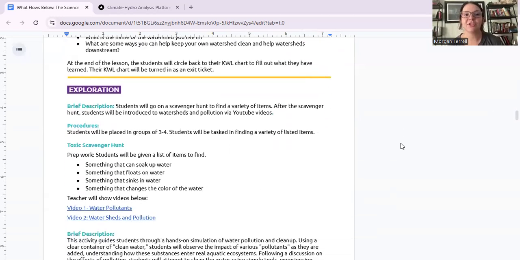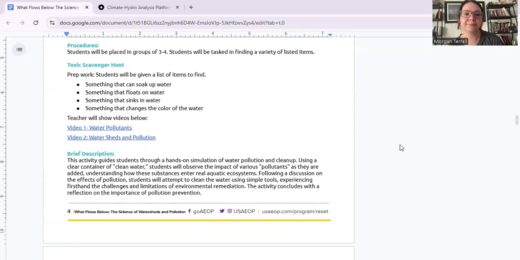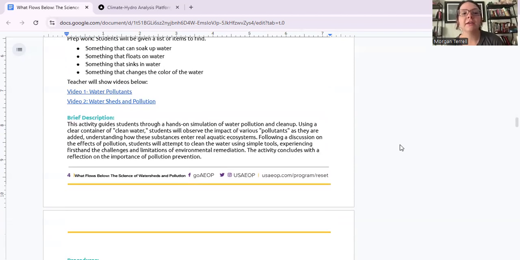On exploration, we want students to explore watersheds and pollutants. So they're going to go on a scavenger hunt and find a variety of items. After they have found those items, I will introduce two videos on water pollutants and watersheds. And then students are going to try to clean up their watershed with the mini lab located below.